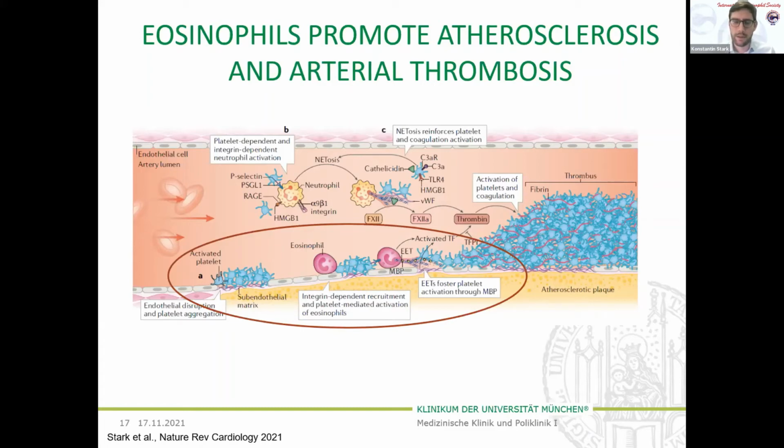But as I told you in the beginning of my talk, eosinophils also have a very active form of tissue factor, which then leads to thrombin formation and the formation of fibrin, resulting in an obstructive clot and myocardial infarction or stroke.